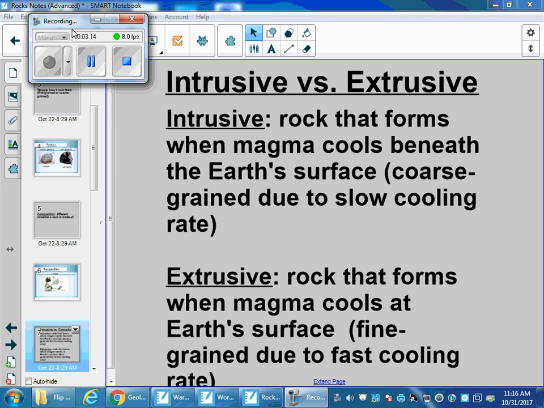Extrusive, on the other hand, is rock that forms when magma cools at the Earth's surface. So if you have a volcano that erupts and that magma or that lava cools and turns into rock, that is going to be an extrusive igneous rock. Extrusive rocks are fine-grained because when that lava reaches the surface of the Earth and cools really quickly, there is not time for those crystals to form, so you get fine-grained rocks that are usually smoother.